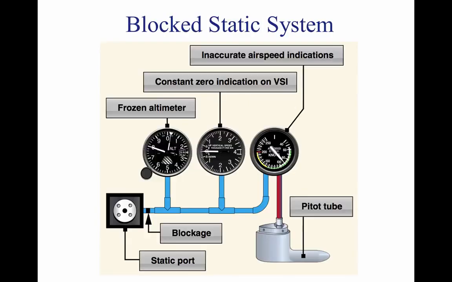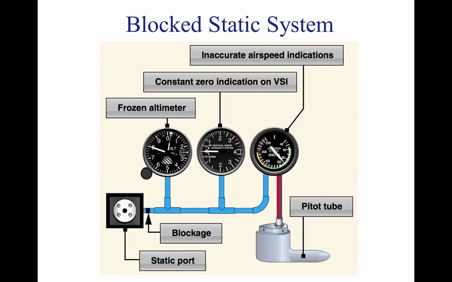If the static system becomes blocked, but the pitot tube remains clear, the ASI continues to operate. However, it is inaccurate. If the aircraft descends, the static pressure increases on the pitot side, showing an increase on the ASI. This assumes that the aircraft does not actually increase its speed. The increase in static pressure on the pitot side is equivalent to an increase in dynamic pressure, since the pressure cannot change on the static side.